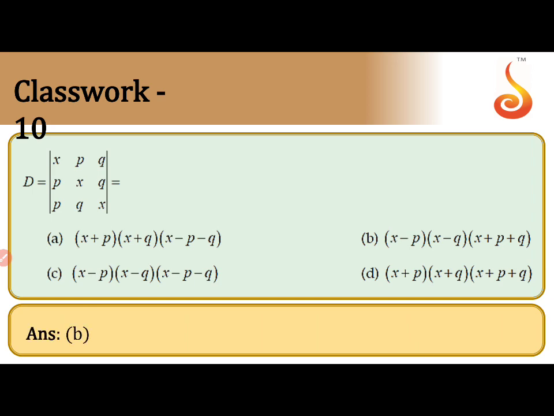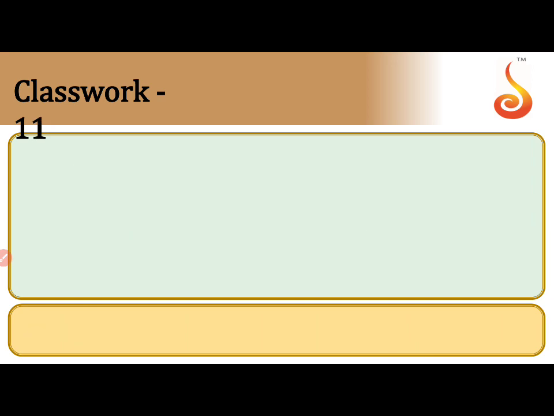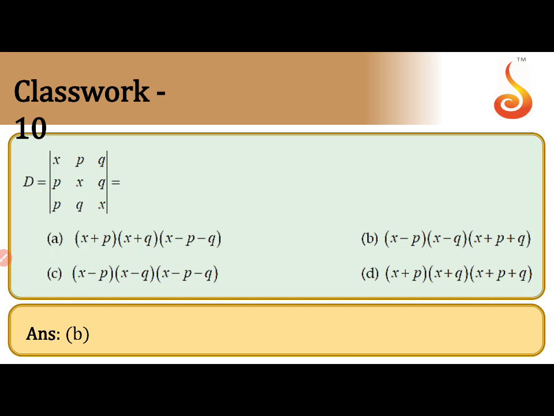X minus p, x minus q, x plus p plus q. So option B is the right answer. Clear this one? So be careful. First add C1 with C1 plus C2 plus C3. The first term is x plus p plus q.